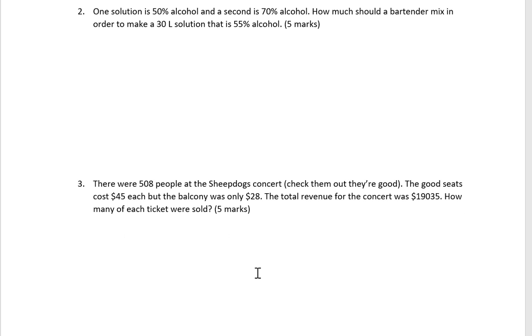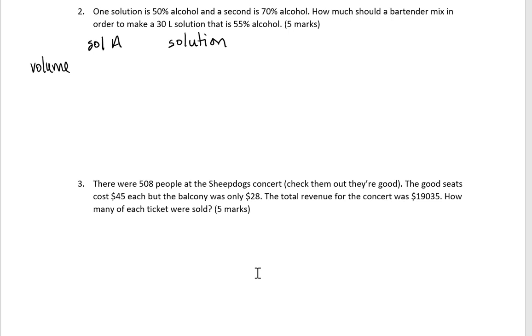There we go. So one solution is 50% alcohol, the second is 70%. How much should a bartender mix in order to make a 30-liter solution that is 55% alcohol? So we haven't really assigned anything in terms of the solution, so we'll call solution A. I'm going to move this over a little bit. So we've got solution A and solution B. And so on this side, I'm going to put volume.